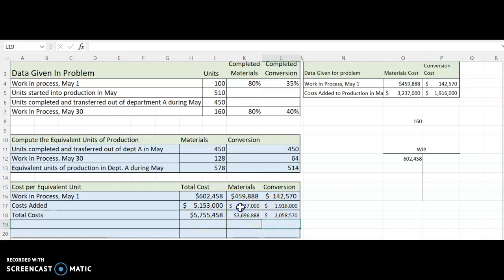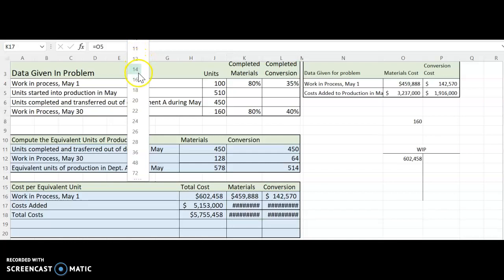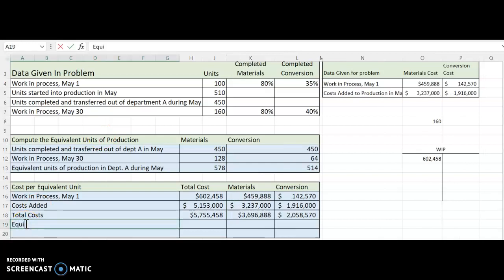Okay, let me make this bigger so we can see it. Now we want to consider what we did in video 1, the equivalent units. Now, here's our equivalent units. We calculated those in the previous video, and here they are. Remember, the total units, we broke them out up here, and now we want to consider the total units. So we're going to use those to break out the cost per equivalent unit, these totals up here.